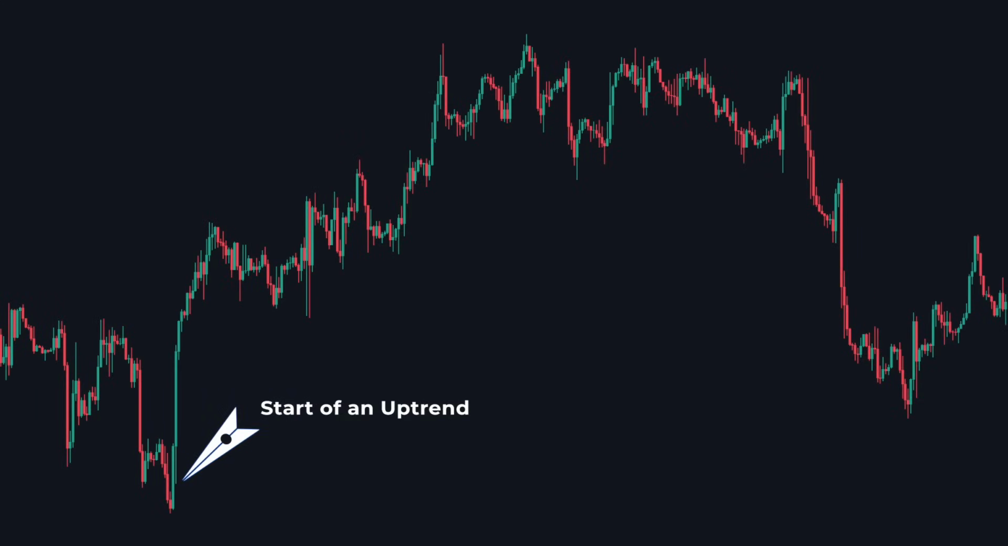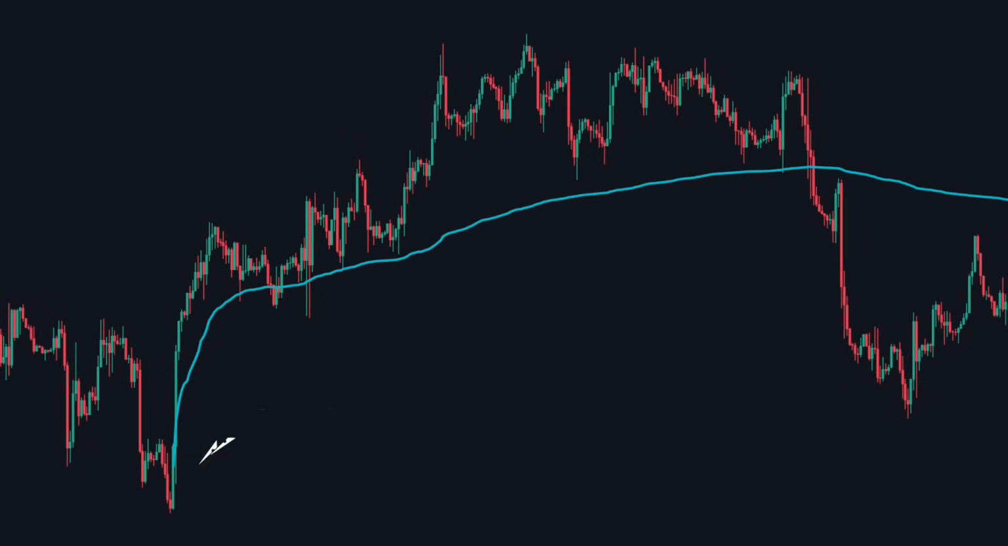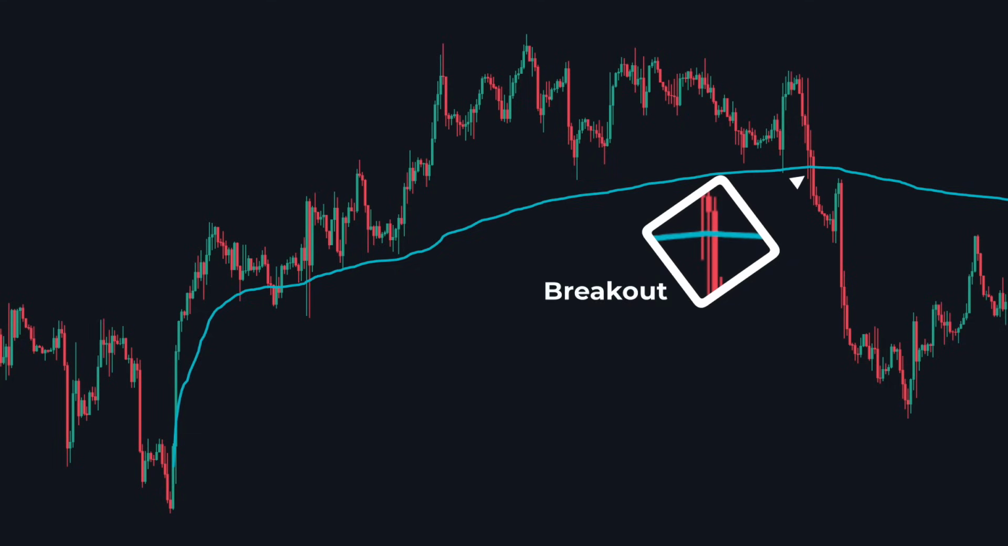Here we saw an uptrend start from this candle, so we plot the anchored VWAP from this candle. The price found support at the VWAP twice before breaking below it. Once the price broke below the VWAP, we saw a massive down move that followed.